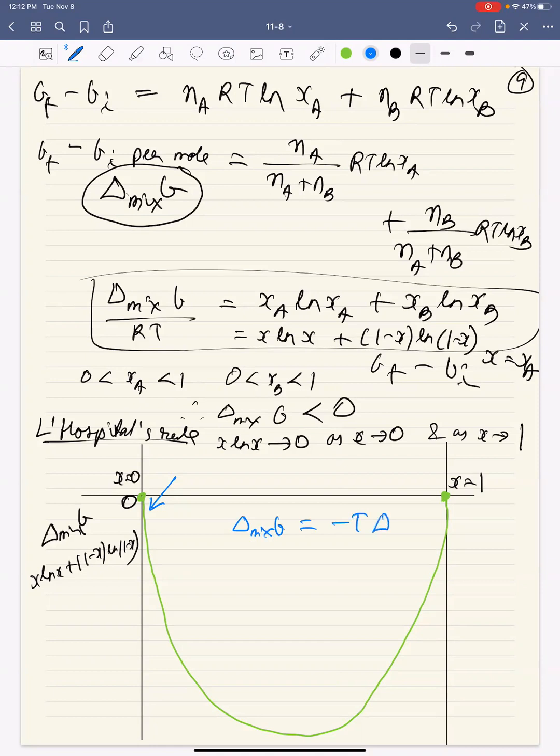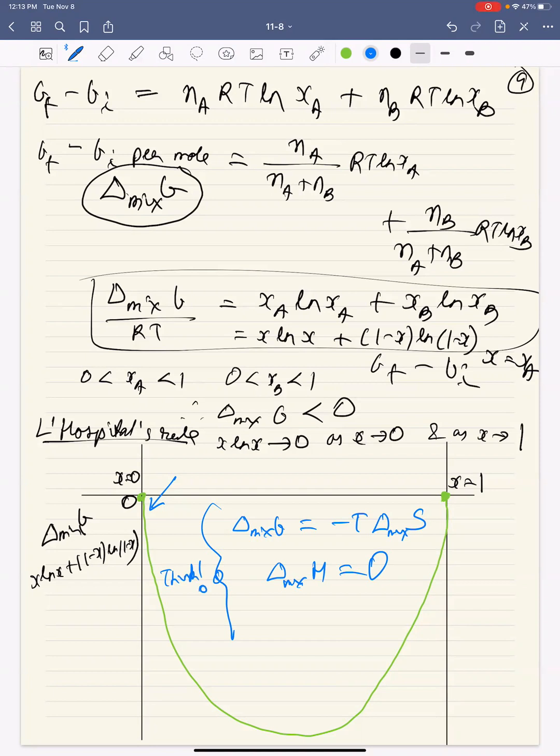And then next time I will prove to you that this delta mixing G is actually equal to minus T delta mixing S, that delta mixing H is equal to 0. So this process that we saw is purely entropy driven. It's only the entropy which is causing you to do this. There is no energy of interaction. So I want you to go and think about this. I will do this in class next time, how to prove this.